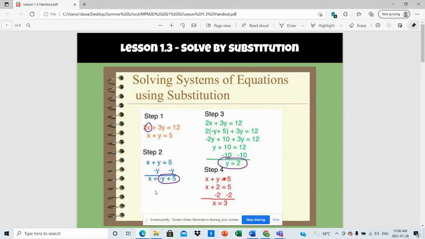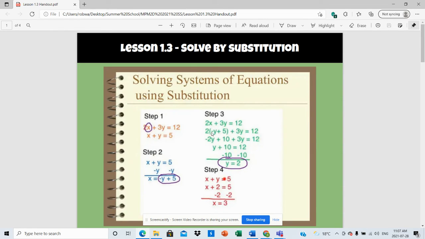Now what we're going to do is every time we see an x in the first equation, we're going to substitute it with negative y plus 5, because that's what x equals. So here's our original equation, 2x plus 3y equals 12. Now, instead of x, we're going to have 2 times, in brackets, negative y plus 5. We've substituted what x equals in for the variable x.